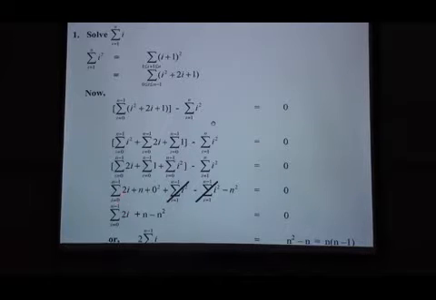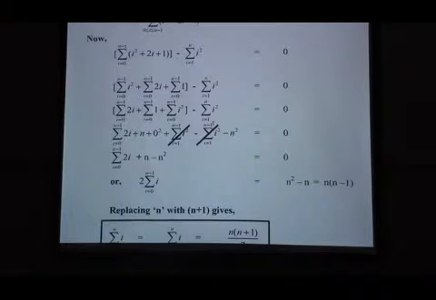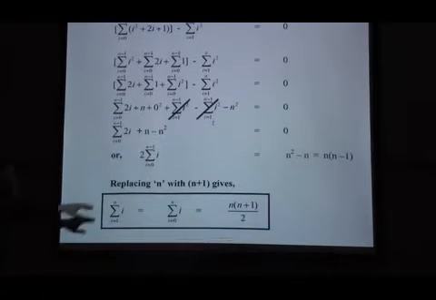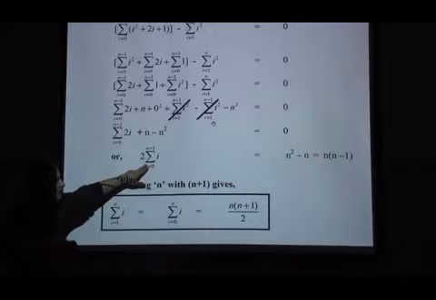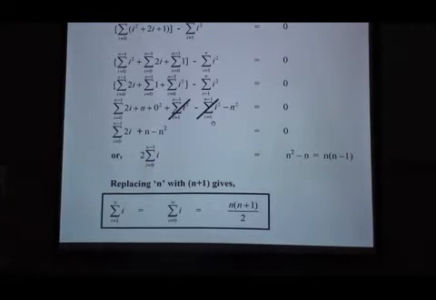So what we're going to end up having, let's go up a little bit higher, is that these are going to cancel, so we're going to have this summation plus n minus n squared. And then I'm moving it over here, so it's n squared minus n, which is equal to n times n minus 1. And this is equal to 2 times the summation of i. So now all I need to do is divide by 2, and I get the summation of i is equal to n times n minus 1 over 2.